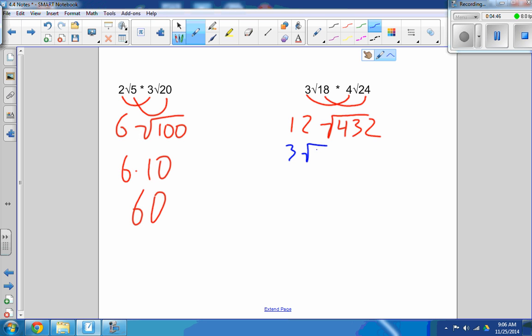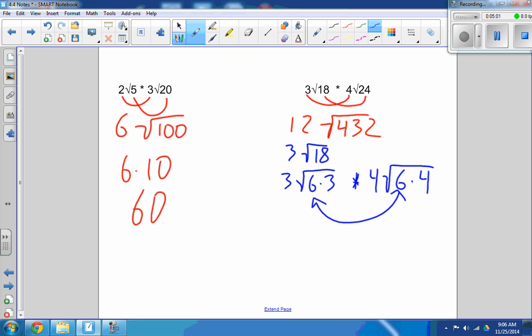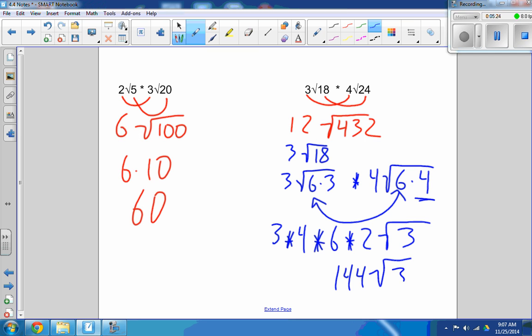So 3 square root of 18, well, I know that's 3 square root of 6 times 3 times 4. Square root of 24, that's 6 times 4. So with a 6 times 6, which is square root of 36, which I know is 6. So 3 times 4 times the 6. And I also know square root of 4 is 2. And that leaves me with just the square root of 3. So now 3 times 4 times 6 times 2 is 144 square root of 3. And there we go. That is the end of this lesson.